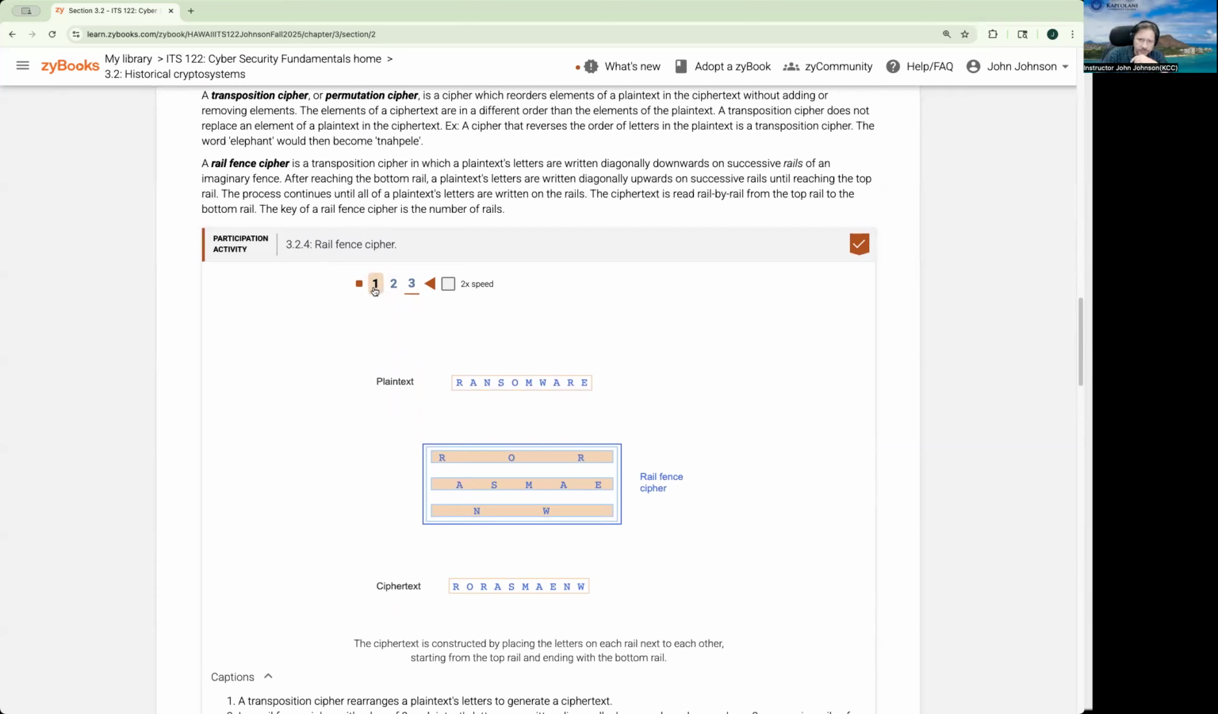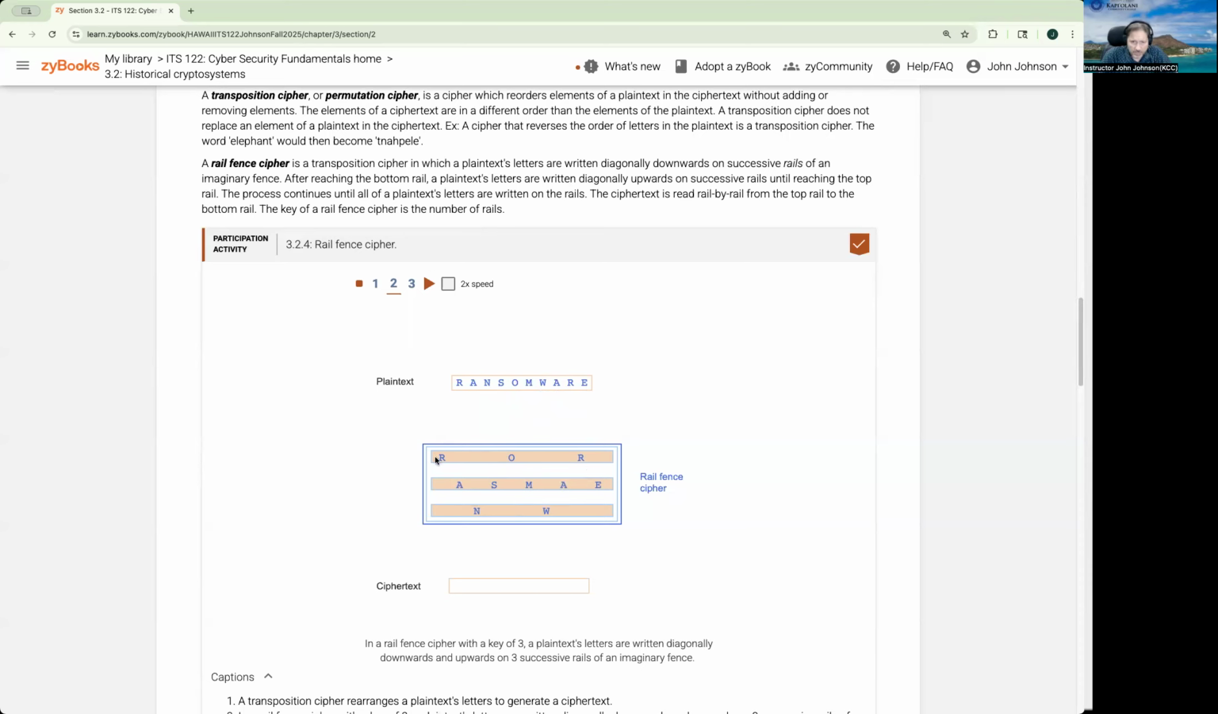So in theirs, let's go back to one here. We're taking the word ransomware, which seems pretty good for what we're doing here. So a transposition cipher rearranges a plain text letter to generate a ciphertext. So we're going to be taking ransomware. Notice that it's taking each letter and putting it on a different rail here. Notice that our cipher is 3. We're using 3 rails. So it's going down RAN, then it starts going up SO, then down MW, then ARE as we go up again, then down.